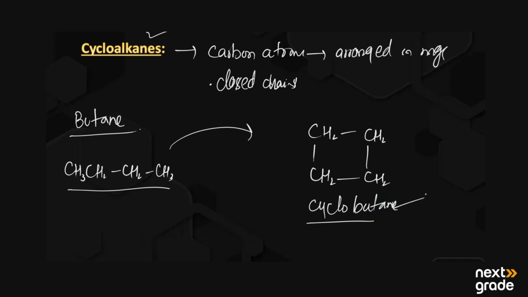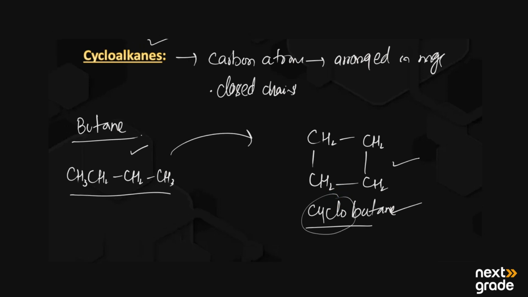So the structural formula for cycloalkanes is going to be like this, and for the straight chain we have this open chain structure. For the naming of cycloalkanes, we just add the word cyclo. If we have propane, then we get cyclopropane. If we have pentane, then we get cyclopentane. The word cyclo shows the closed chain or ring structure of the respective alkane.